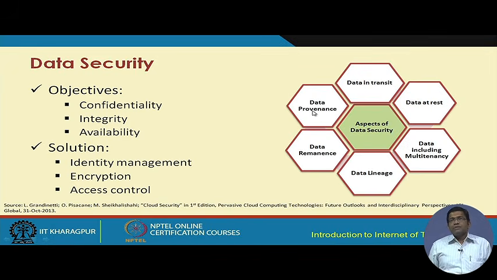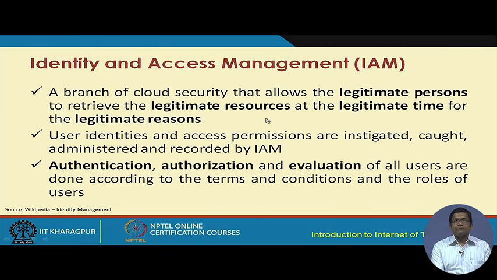Data lineage means, from the start, from the source till the data is used, ensuring the security of it. Okay. Similarly, data remnants basically takes care of the residual data, securing that data and keeping track of that data, which basically has to be taken care of. So, these are the different issues of data security.